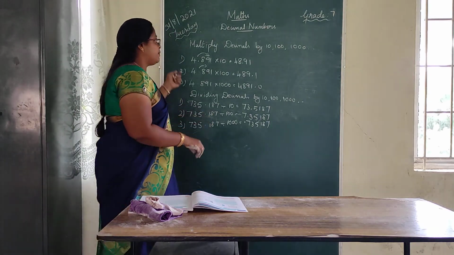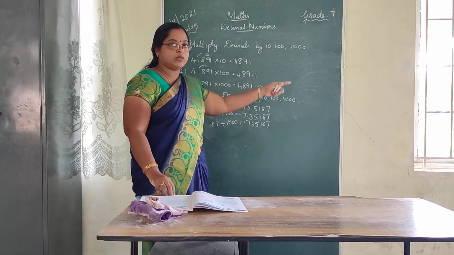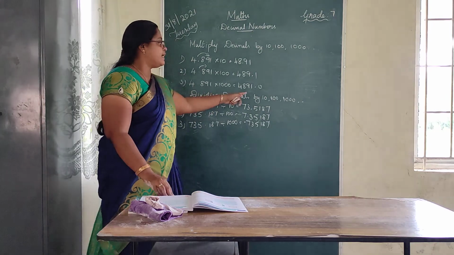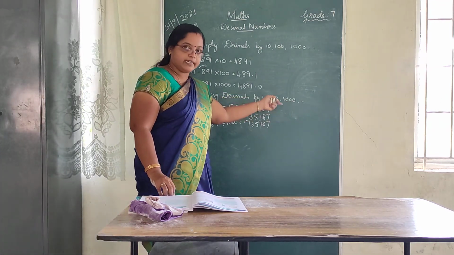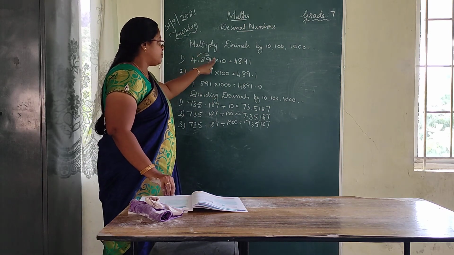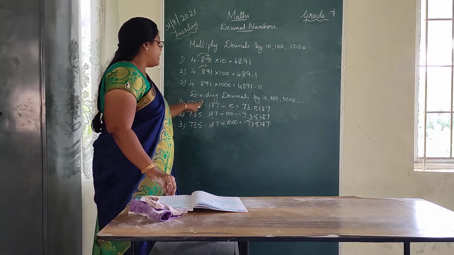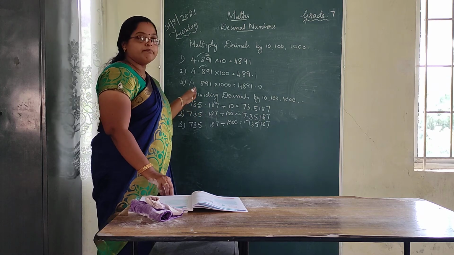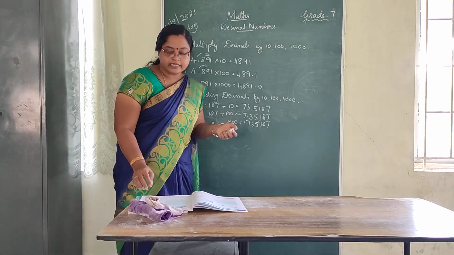Yes. So when multiplying decimals by 10, 100, 1000, 10,000, lakh, anything, the point should move forward, and when dividing decimals by them, the point should move backward. Okay, do you understand everything?